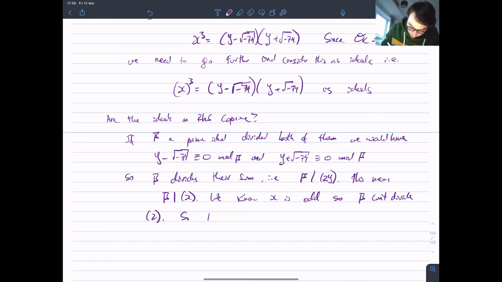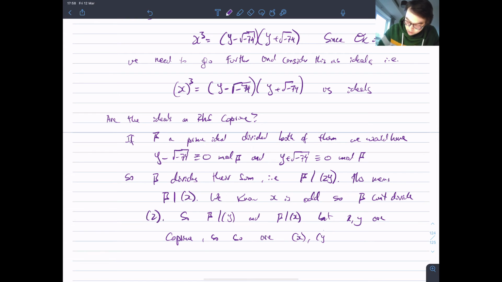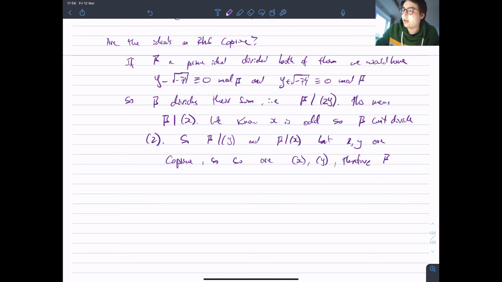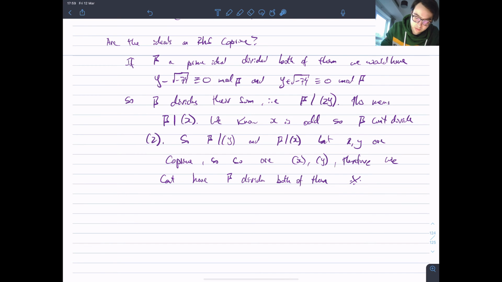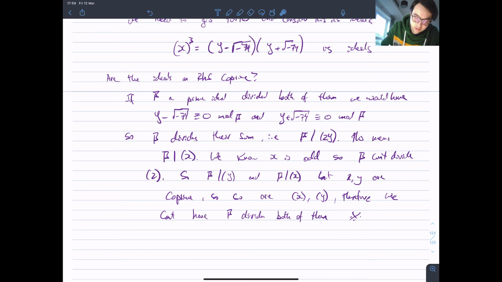So what do we have? We have p divides 2y, but it doesn't divide 2. So p divides y, and p divides the ideal generated by x, but x and y are co-prime, so are their ideals. So are the ideals generated by x and y. They're co-prime, so they can't have any ideal that divides both of them. Therefore we can't have p dividing both of them. So it's a contradiction. So clearly, there can't be a prime ideal dividing both this and this. Okay, so these two ideals are co-prime.